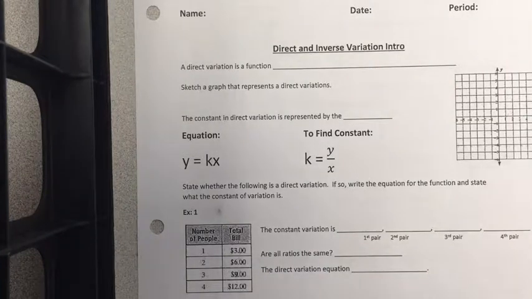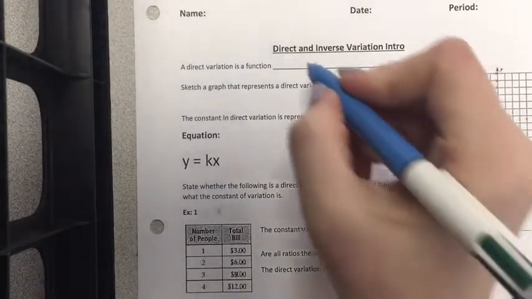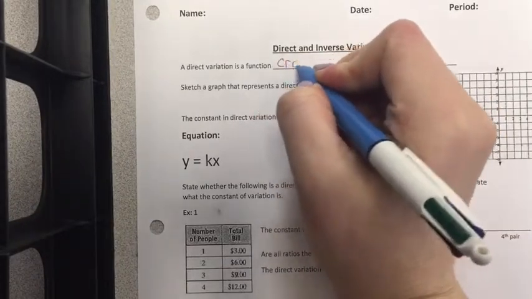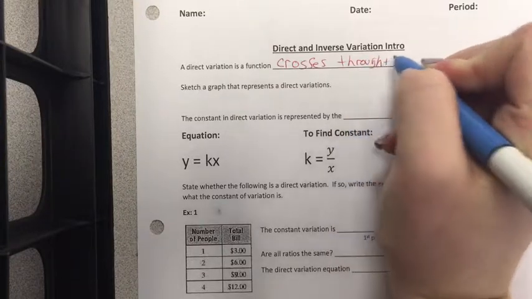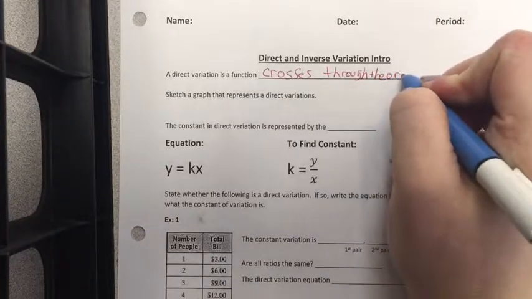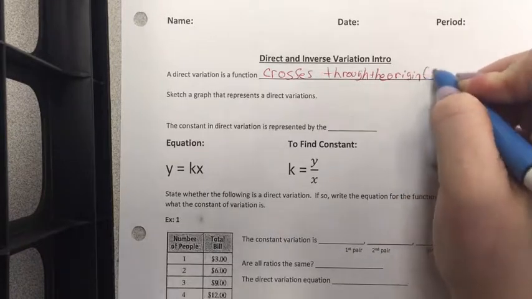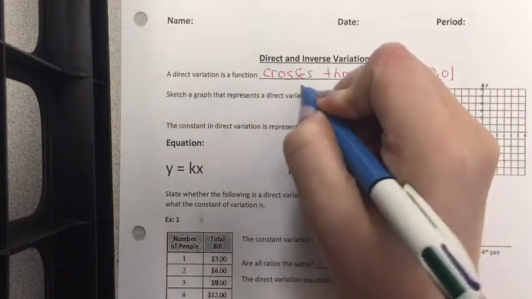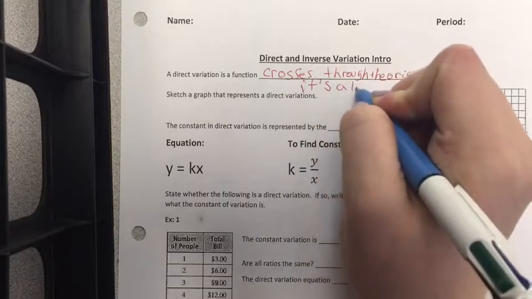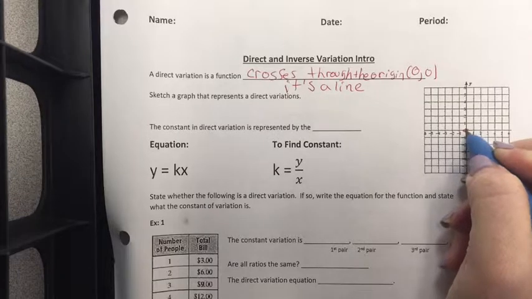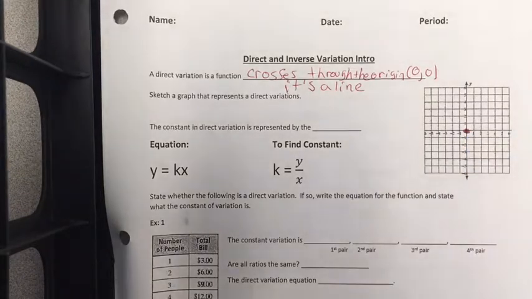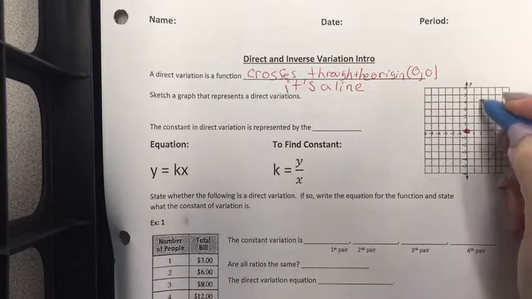Today we're going to talk about direct and inverse variation. So first we need to define what a direct variation is. A direct variation function is a function that crosses through the origin (0, 0), and it's a line. So it has to go through this point right here to be a direct variation. And then it can be any straight line.